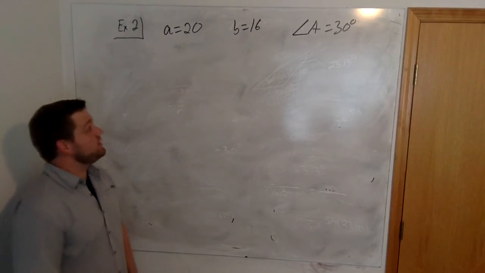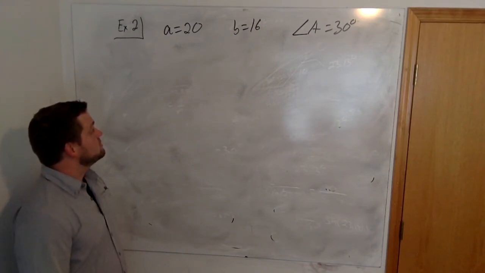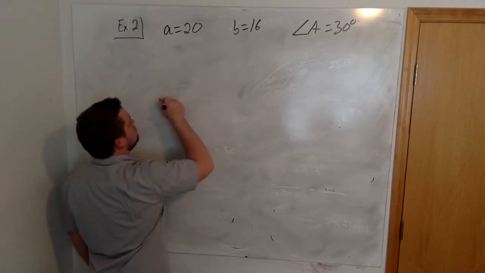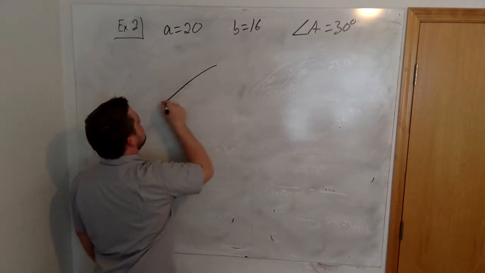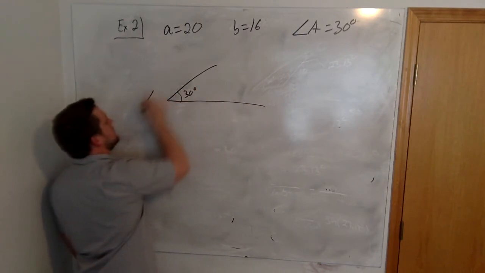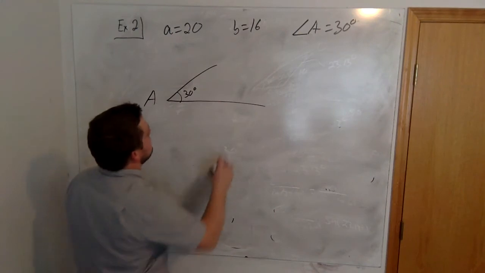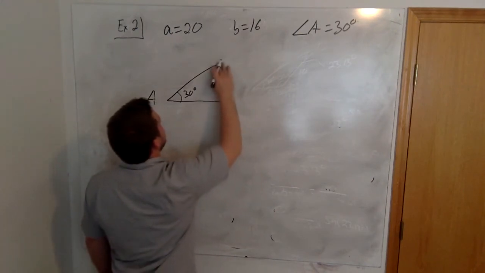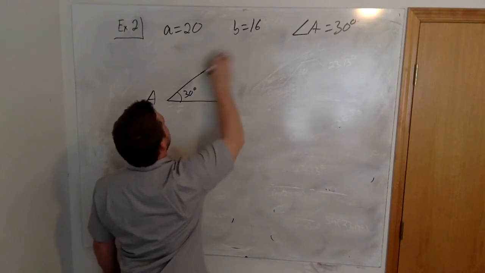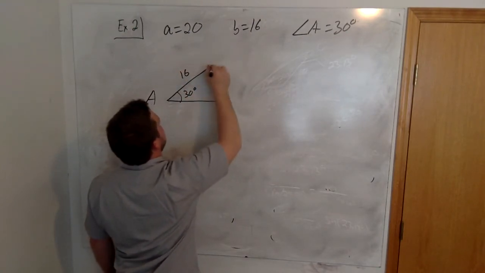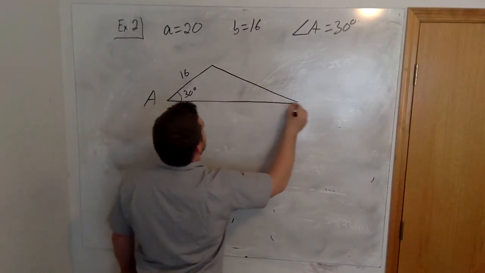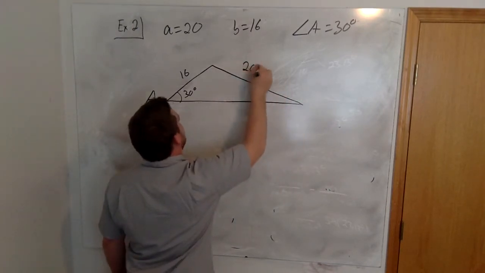Okay, let's go ahead and try this example. So let's draw our picture. What we know so far for drawing this is we have our angle A, in this case 30 degrees. Okay, so this is 30 degrees, this is angle A. We have that side length A here. Well, notice this is bigger than side length B. This would be 16. And this side length A has to be a little bit bigger. So this would be 20.